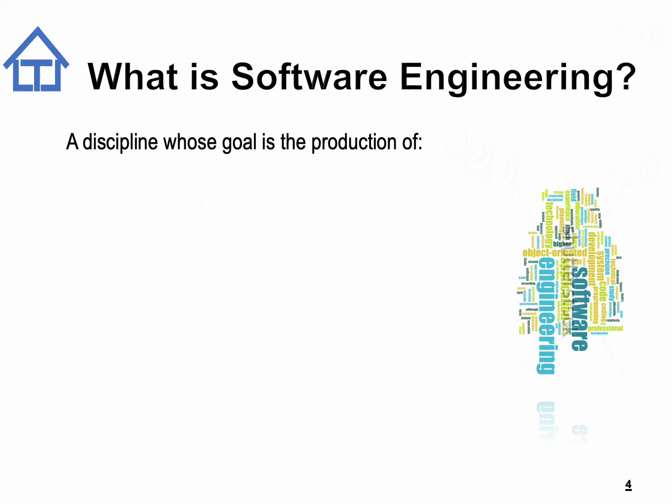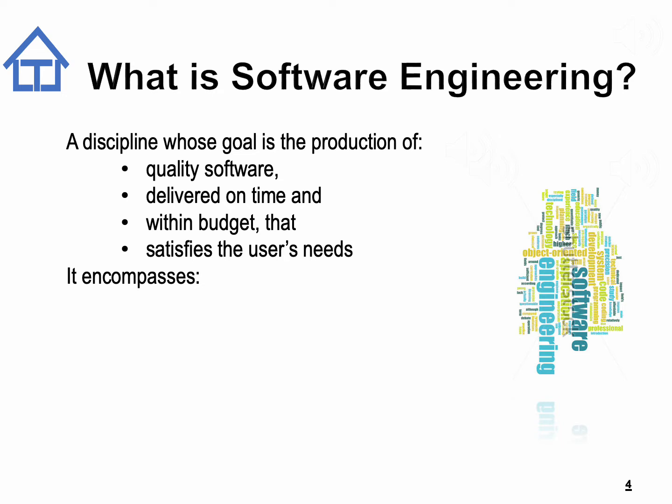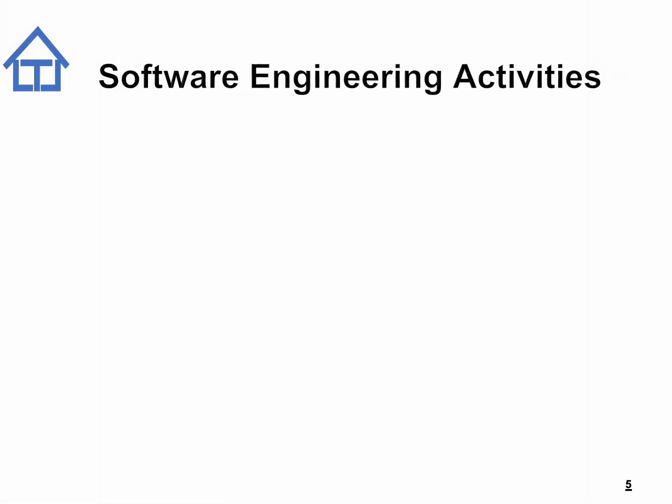To be more precise, software engineering is a discipline whose goal is the production of quality software that is developed on time and within budget that satisfies the user's needs. As with any engineering fields, it encompasses the following: processes, management techniques, and technical methods in order to achieve the software engineering goals. As with any engineering discipline, this covers numerous activities.